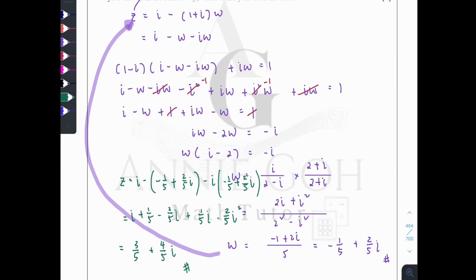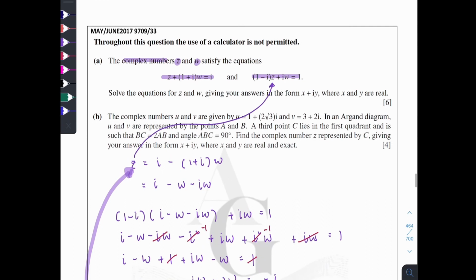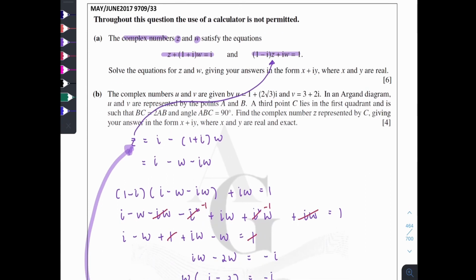That's how we solve this kind of question, the question that involves two equations. Alright, so that's all for the lesson today. Thank you.